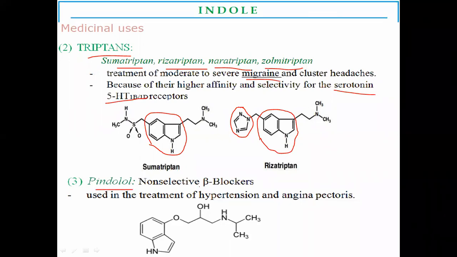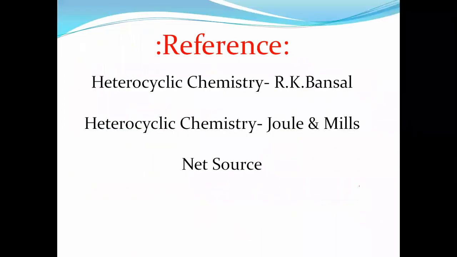Pindolol. This pindolol is a non-selective beta blocker having indole as a basic moiety in the structure, and generally this pindolol is used in hypertension and angina pectoris conditions. This drug is used. These are some references I used for making this presentation on indoles.